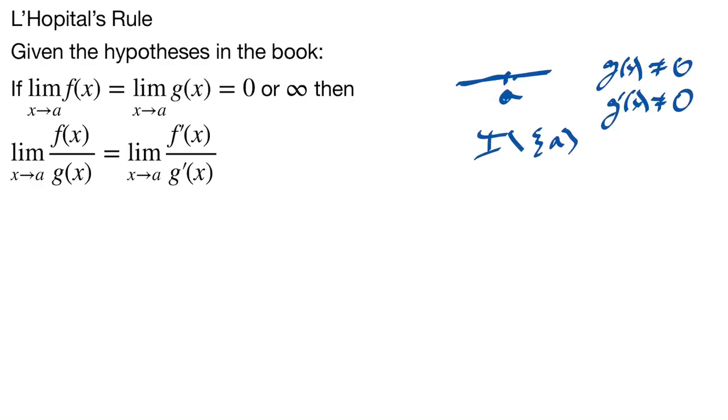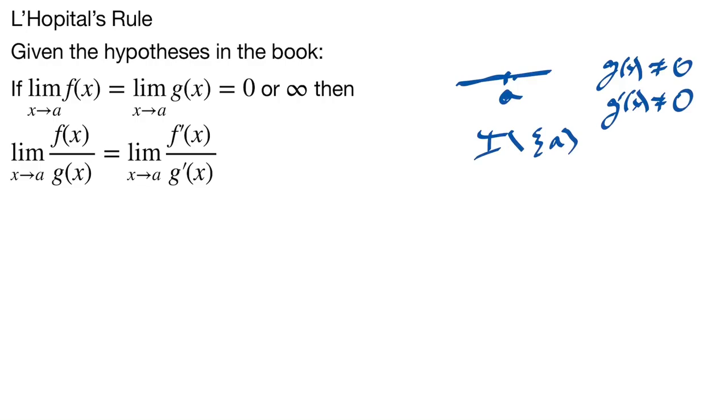But if for some reason g of x was some sort of sine of 1 over x function that's hitting 0 over and over and over again, that would be bad, right? So it's not allowed to be 0 in this interval that we're talking about.